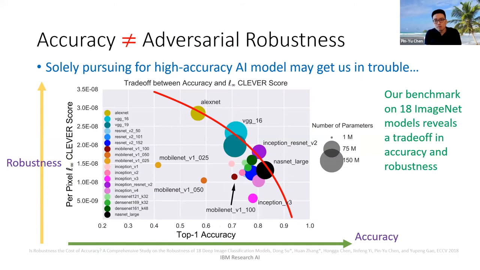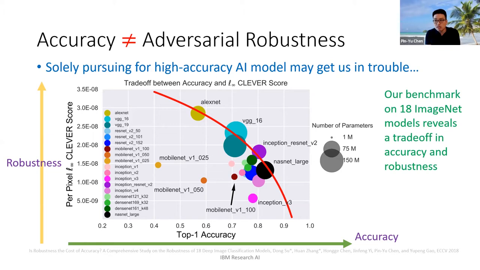So one thing that strikes me back in 2018 is that we realized standard accuracy does not really imply adversarial robustness, right? So what we did back then is take 18 available ImageNet models developed over time, and rank their top one accuracy. That gives us the x-axis. And on the y-axis, we rank their robustness in terms of how easy it is to manipulate their prediction by adding input perturbations. You will see some very undesirable trend in the sense that the more recent and more accurate models are actually less robust at the same time, right?